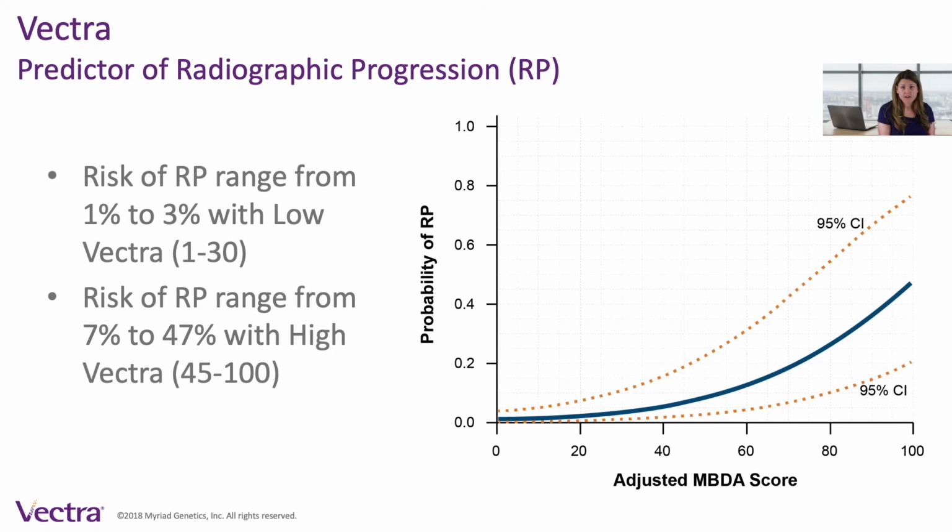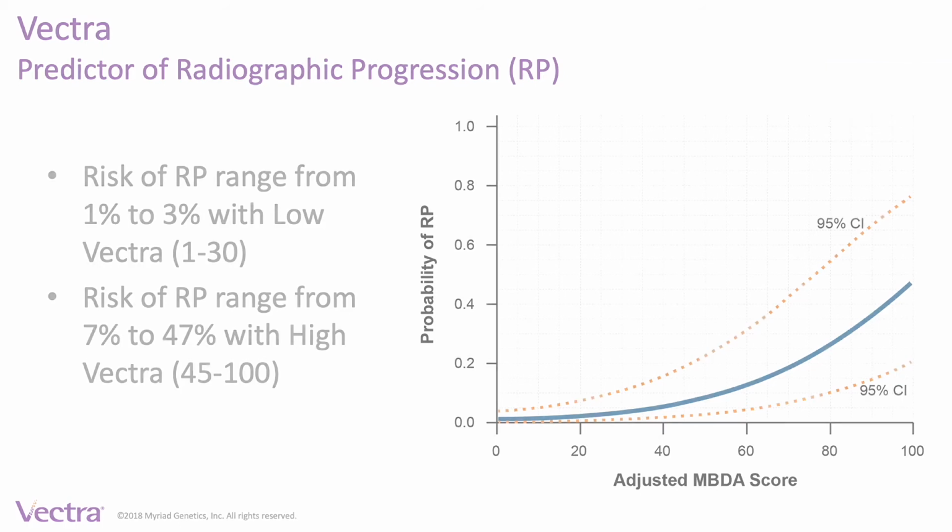As seen on this graph, risk of radiographic progression when Vectra scores are low is 1 to 3%, and risk of rapid radiographic progression ranges from 7 to 47% with a high Vectra score. Increased risk of radiographic progression means greater chance of irreversible joint damage.